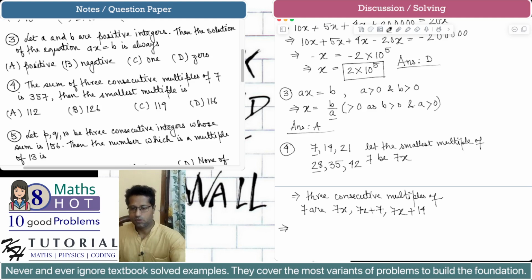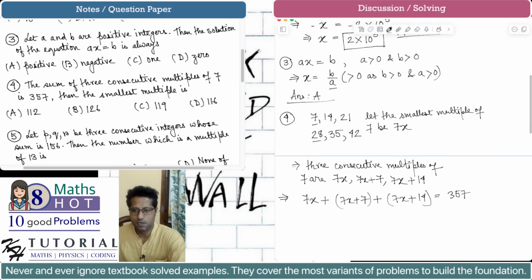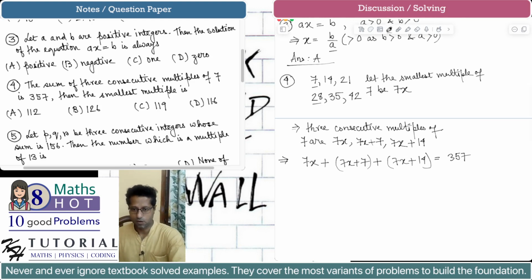The sum of the three consecutive multiples of 7 is given to be 357. So we can say 7x plus 7x plus 7 plus 7x plus 14 is equal to 357. So this is the equation we have formed, which now we have to solve for x. Once we have found x, we can say that the smallest multiple of 7 will be 7 into x. Now to solve this equation, we proceed as usual.